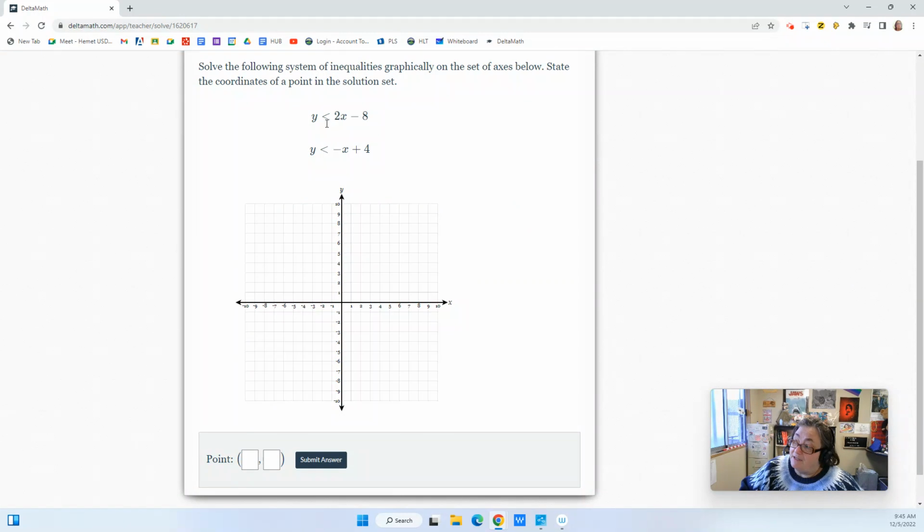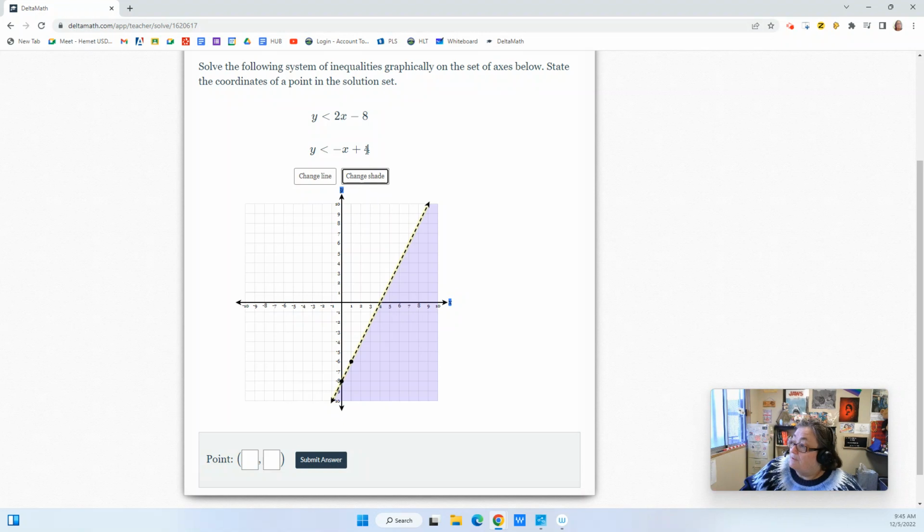Notice neither of these have equal to symbols on them, so both lines are going to be dotted lines. We're going to start at -8, and we have a slope of 2, so we're going to go up 2 and over 1, and there's our graph, and we are going to make it a dotted line. This y is less than, so it's going to be this little section over here. My y's are getting lower under every value for x.